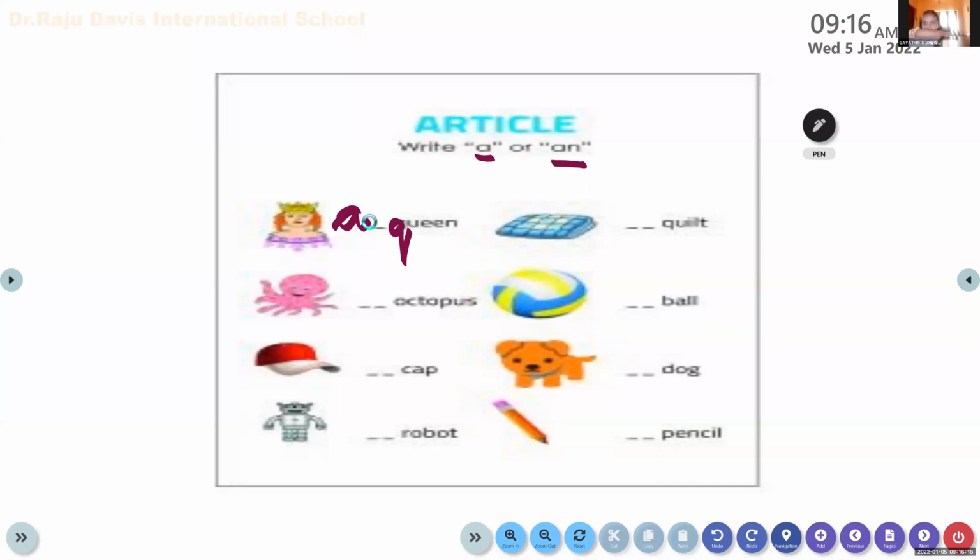Octopus. Can you see the picture of an octopus here? Very good. Octopus begins with which letter? O. So it is a vowel. Clear to all of you? Very good, my dear. Cap begins with which letter? C. So we have to use "a." Very good. Robot begins with which letter?